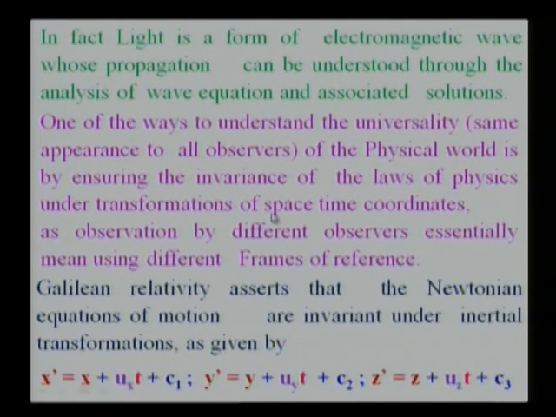saw that, so this is the Galilean relativity, this you remember: x prime is x plus u x t plus c1, etc. These are the equations or transformation between x and x prime, and t was the same, if you remember, in Galilean relativity. These equations saw to it that the Newtonian equations are invariant under these transformations.